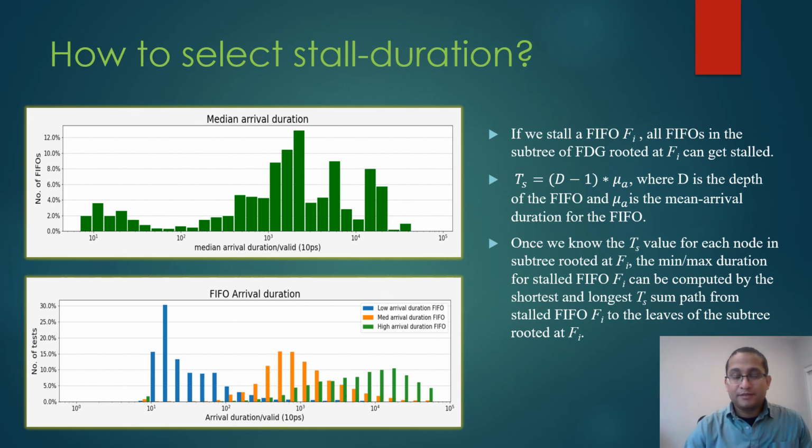In the interest of time, I cannot go into too much detail about how we do the computation for the min-max stall duration for each FIFO. But at a high level, we collect statistical information about the mean arrival rate and mean arrival duration of valids on every FIFO, and then use that information along with the depth of the FIFO and how the FIFO is located in the FIFO dependency structure to compute the min-max stall duration, which would stall or fill up not just that FIFO, but all FIFOs in the subtree rooted at the stalled FIFO.